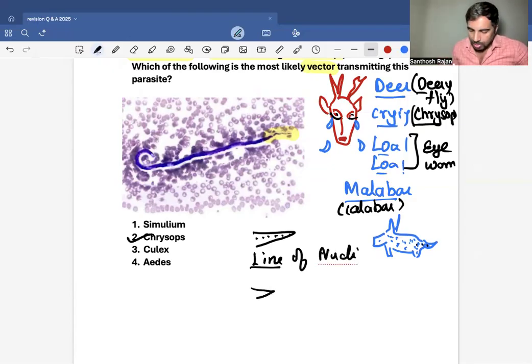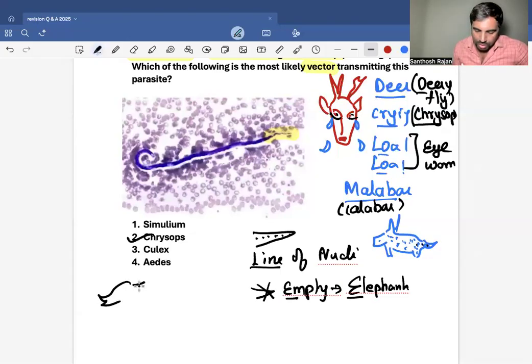Same way, if it is empty, then it is elephantiasis. Empty, elephantiasis. Or you can remember it with a picture, which I used to tell my students: a big elephant has a small tail. So there are no nuclei. Okay, no nuclei. That's all.